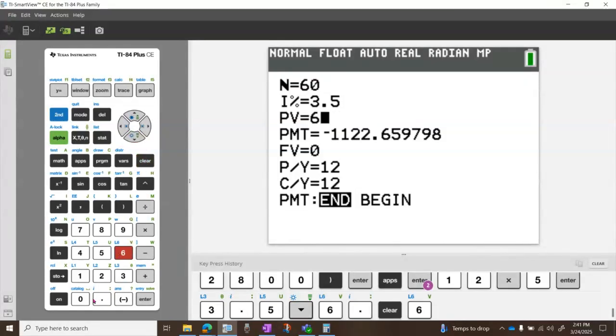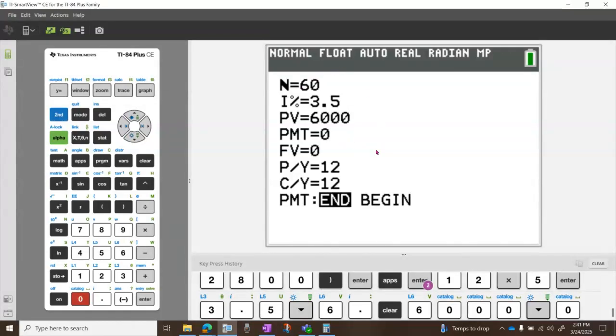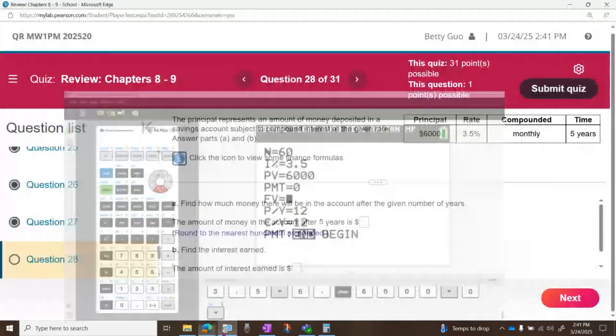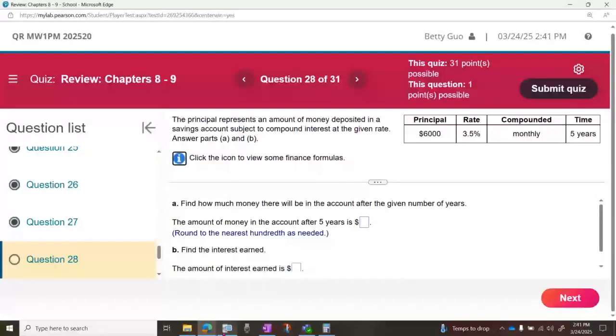Payment is 0. Okay, guys, remember, if we do annuity, PV is 0. If we do loan, future value, FV is 0. If we do compound interest account, payment is 0. Future value is what we need to find out. P per Y, C per Y is 12. END is highlighted. Everything looks good. 12 times a year for 5 years, 3.5. Just double check. Yeah, it looks good.